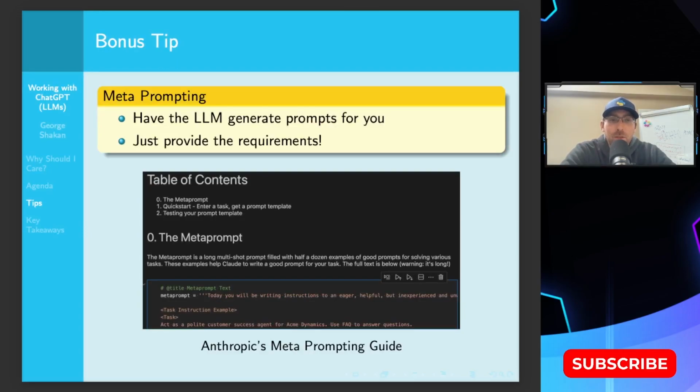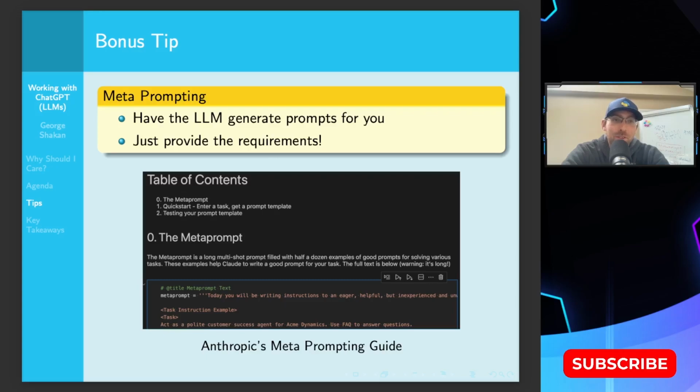All right, so congrats on making it through the 5 tips. But I figured I might as well give you a bonus tip while we're here. So the bonus tip is to use meta prompting. So basically, you have large language models generate the prompts for you. So again, you might have some problem you want to solve, and you want the large language model to solve it, but you don't know how to ask it. So one way to do this is to actually ask the large language model to provide the prompt for you.